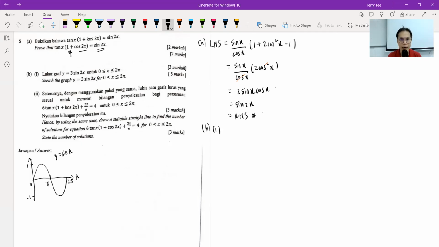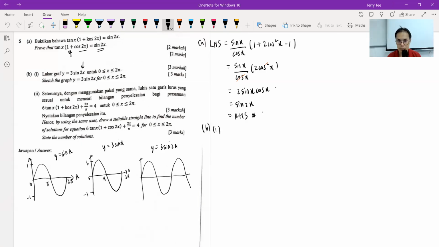Now, if I have a 3 in front, what is the effect of having a 3 in front? The 3 in front represents the amplitude. The amplitude is 3, so I stretch it higher, further away from the middle line, the x-axis. So amplitude is now 3. Now, what happens if you put a 2 in front of x? That means I have to do 2 cycles. The number 2 in front represents the number of complete cycles from 0 to 2 pi. So I draw 1 complete cycle, 2 complete cycles, and I end up here at 2 pi.